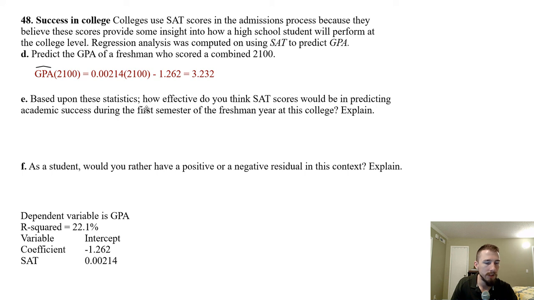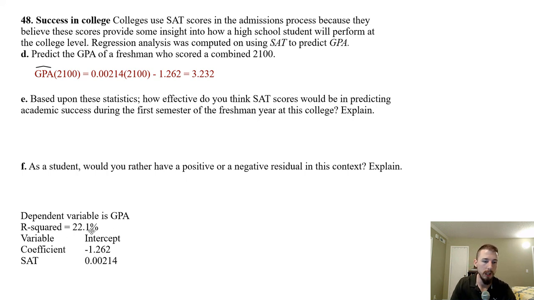Based on the statistics, how effective do you think the SAT would be in predicting academic success during the first semester of the freshman year at this college? All right, well, in order to find the strength, remember we could take the square root of this value, the 0.221, and that would be like 0.4, 0.5. But we actually want to interpret it using the r squared. So the r squared, the coefficient of determination, tells us the amount of variation that can be removed from our y variable, which is GPA, by looking at our explanatory variable.